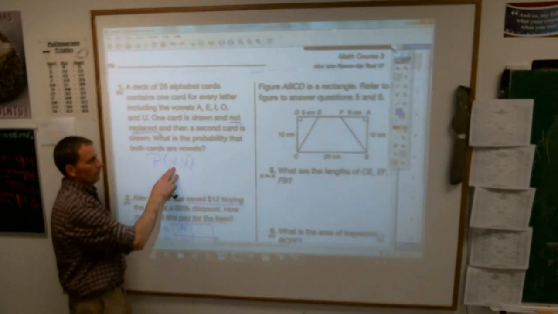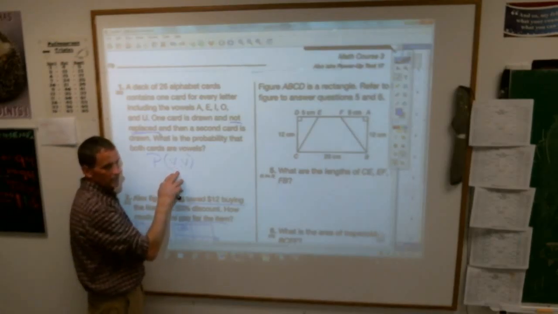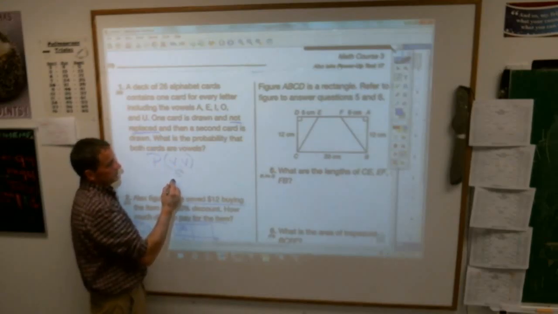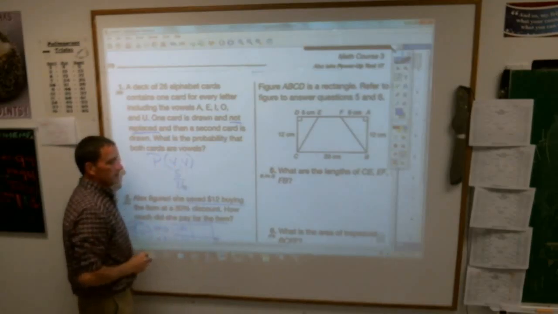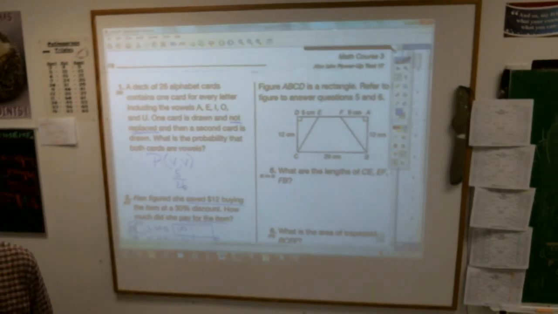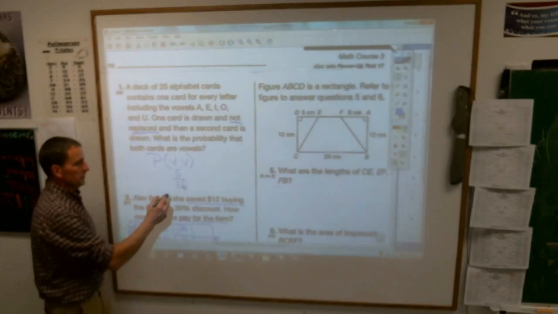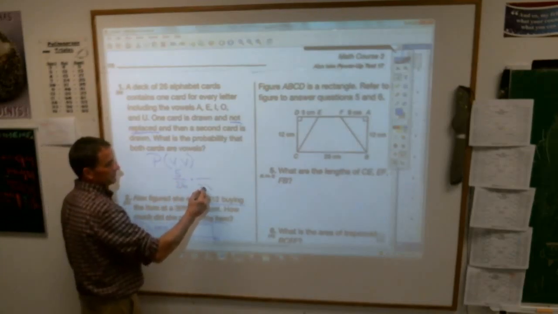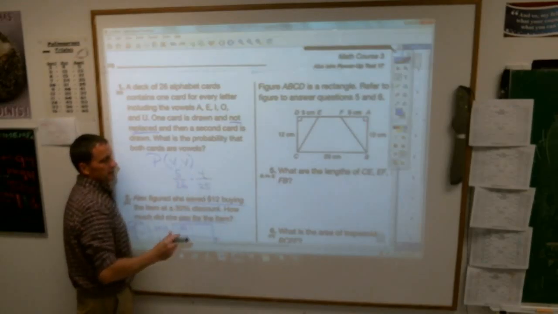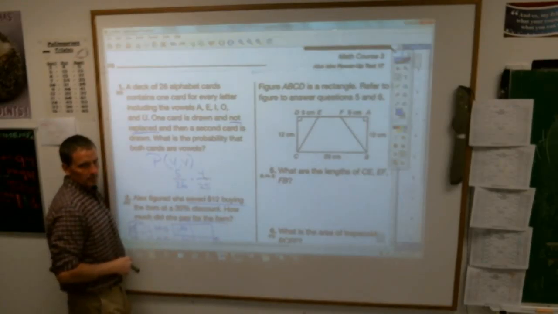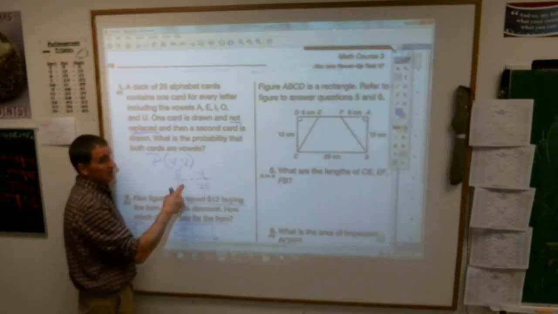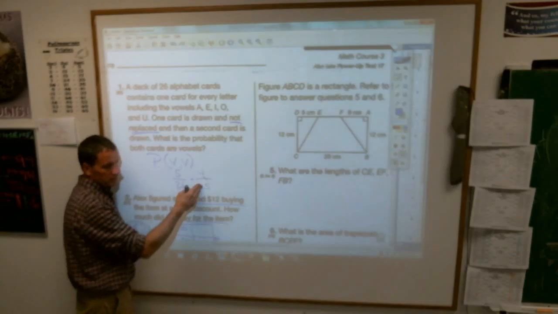Not for the first draw, because in the first draw, how many vowels are there? 1, 2, 3, 4, 5. How many letters? 26. But you pulled out a vowel and didn't put it back in. There is now no longer 26 cards in there. There's now only 25 cards. And you pulled the vowel out, so now there's only 4 left. If it would have been with replacement and they put it back, this would have been exactly the same. But since they didn't put the card in, it changes your probability for the second draw.